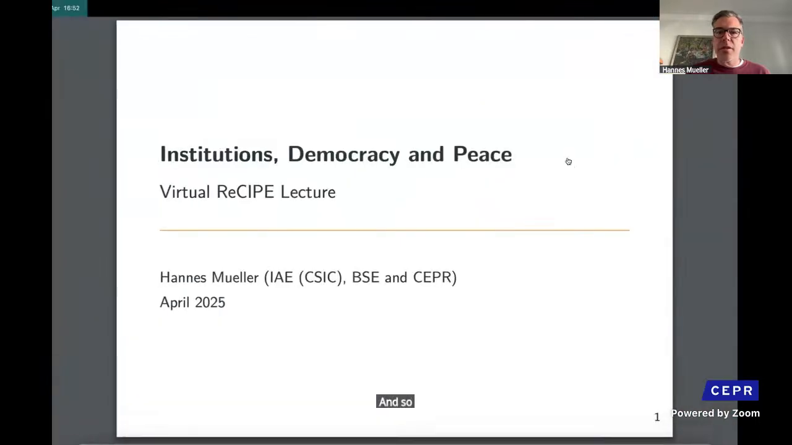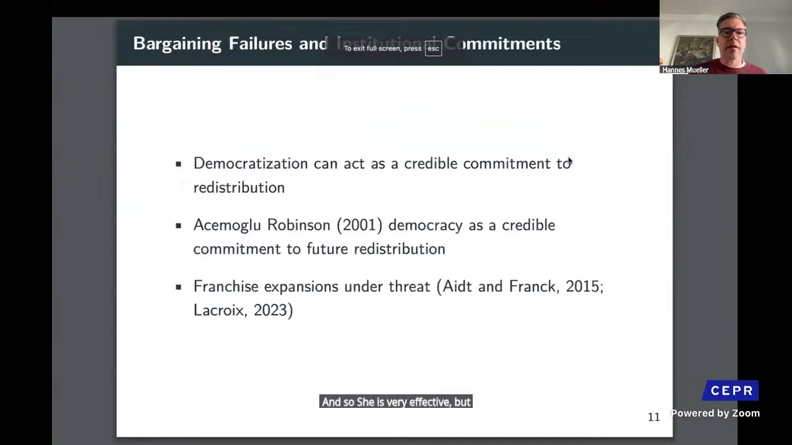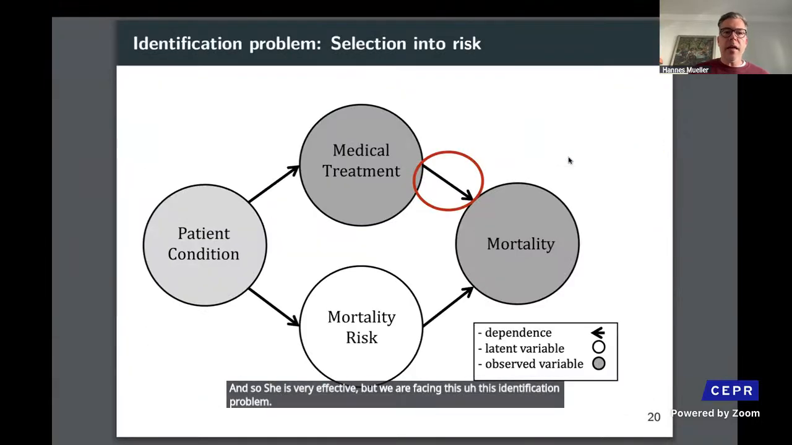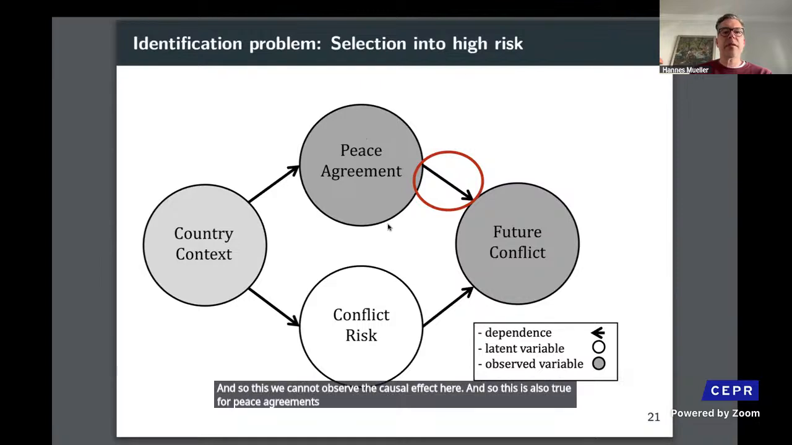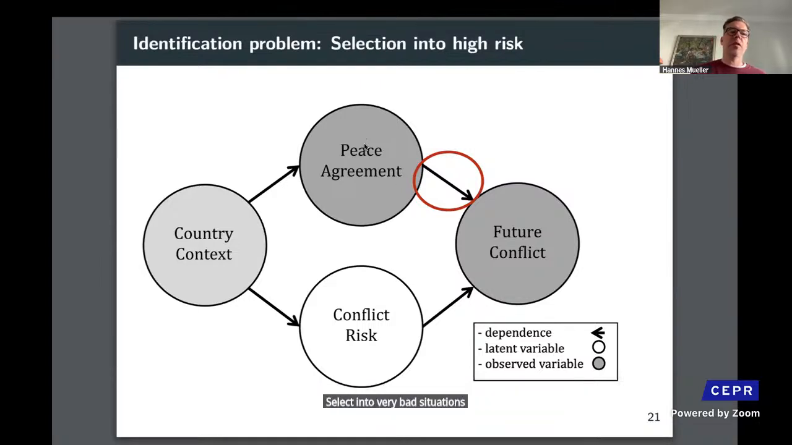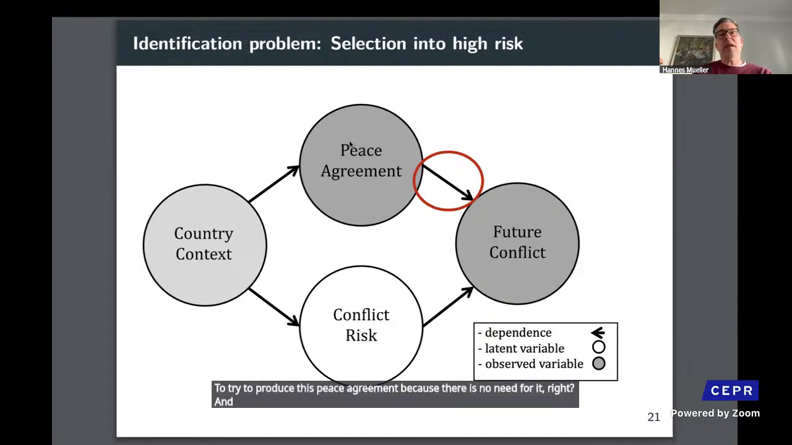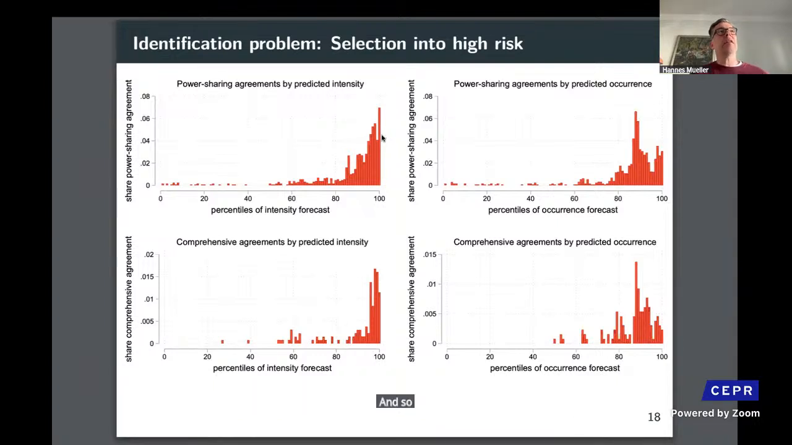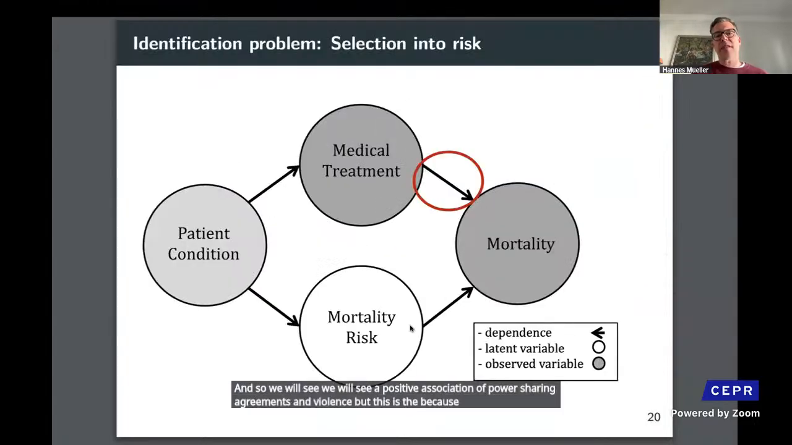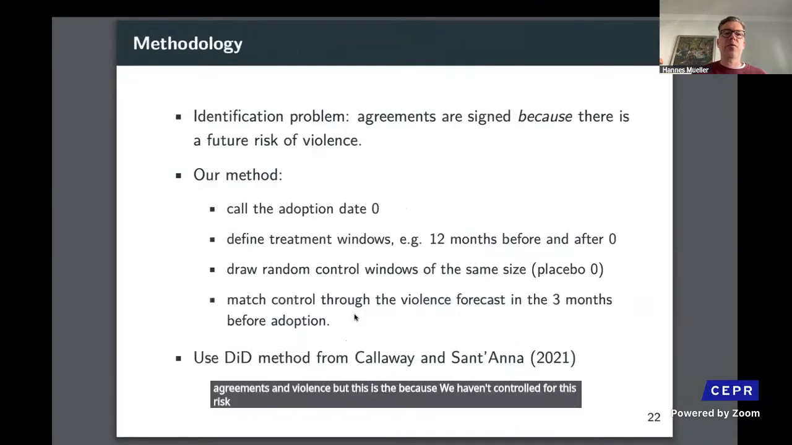And so she is very effective, but we are facing this identification problem. We cannot observe the causal effect here. This is also true for peace agreements, right? Peace agreements select into very bad situations. Nobody goes to Sweden to try to produce a peace agreement because there is no need for it, right? Because power sharing agreements and peace agreements are selecting into high risk situations, we have an identification problem. This I showed you here, right? And so we will see a positive association of power sharing agreements and violence, but this is because we haven't controlled for this risk. And this is exactly what we do in the study.